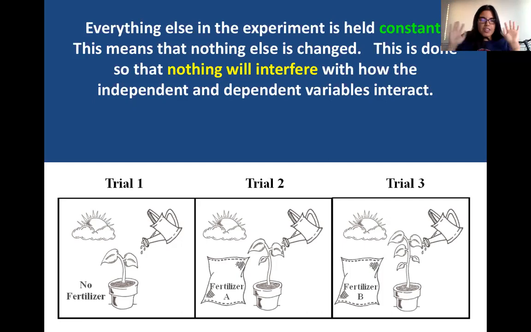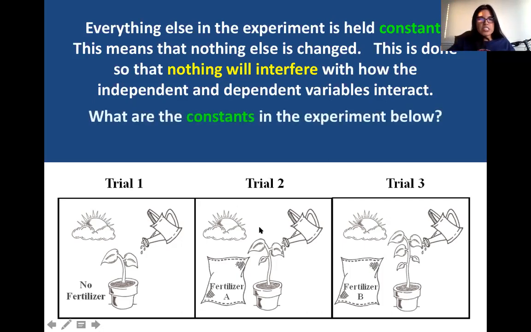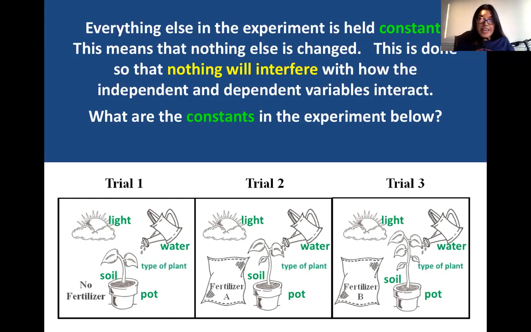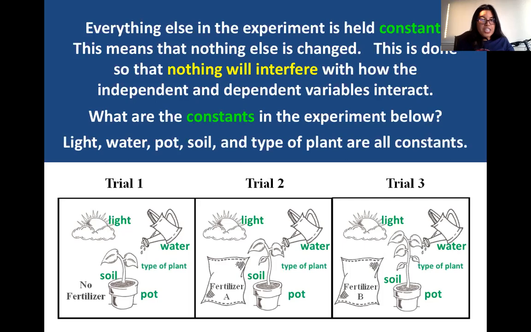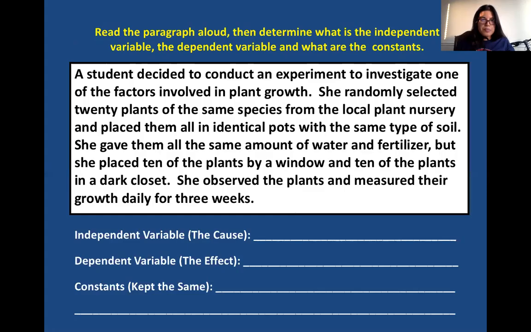So back to it, all the other variables have to be held constant. So what are the things that are being held constant in this experiment? What's staying the same? You tell me, what could affect plant growth? We've got light, water, the pot, the soil. You can talk about the air. You can talk about the climate. Type of plant has to be the same. That would be shady. All constants.